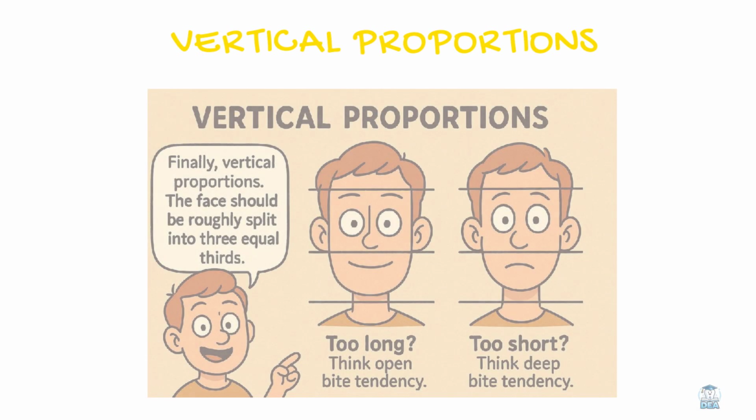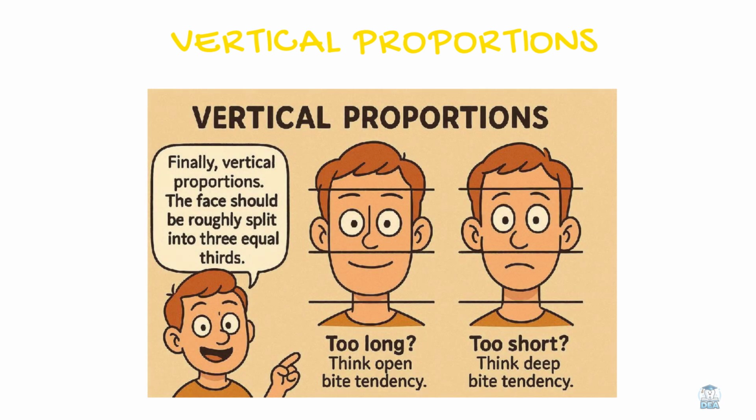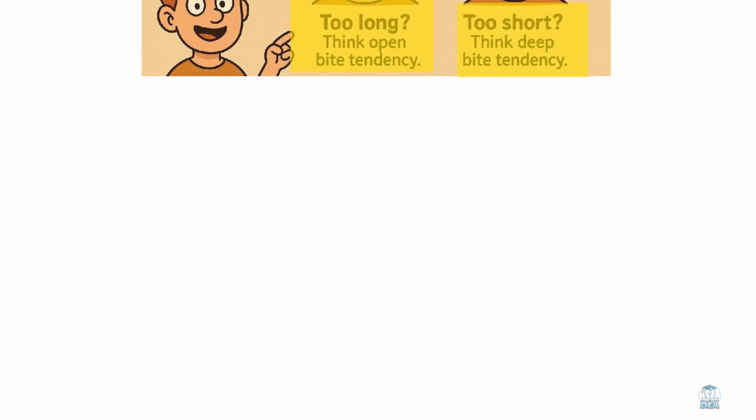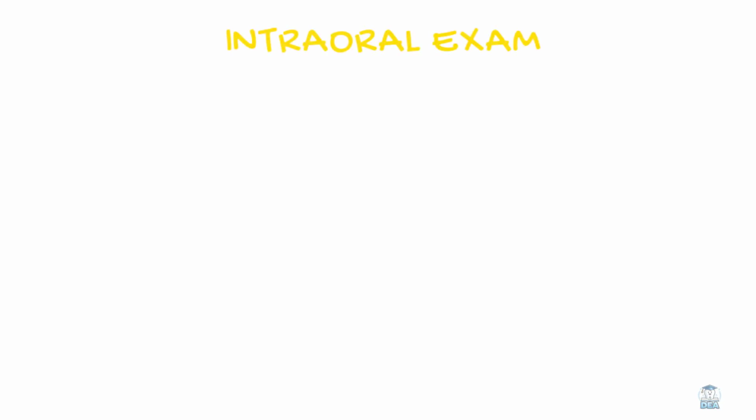Third, vertical proportions. The face should be divided into 3 equal thirds. A long lower third may indicate an open bite tendency, while a short lower third may indicate a deep bite tendency. Section 2. Intraoral examination.